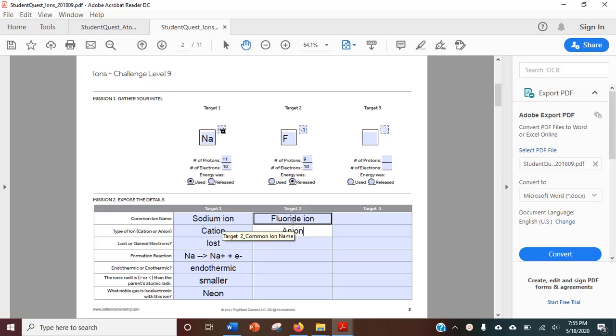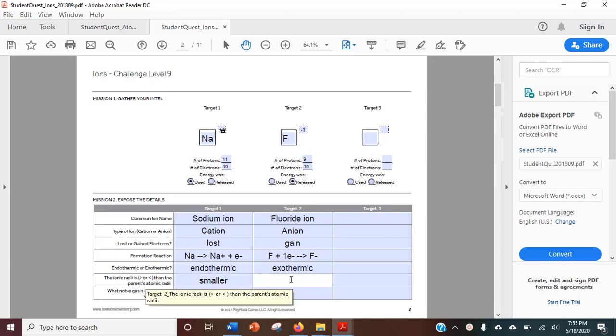It's an anion because you gain electrons. Formation, so it'll be F plus 1 electron gives us fluoride ion. So this is exothermic because you released energy. Now, is the ionic radius greater or less than the parent's atomic radius? Anions have a larger radius than their neutral counterpart, so it'll be bigger.